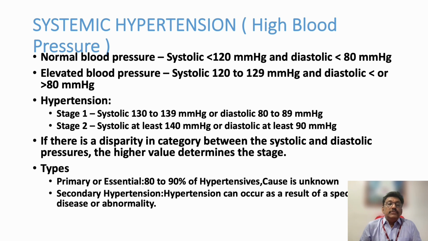In some patients, both systolic and diastolic BP will be elevated. Whatever it is, less than 120 over less than 80 is normal. More than that is abnormal, and that can be called systemic hypertension. And again, it is classified into stage 1, stage 2 and other types of hypertension that we will see afterwards.